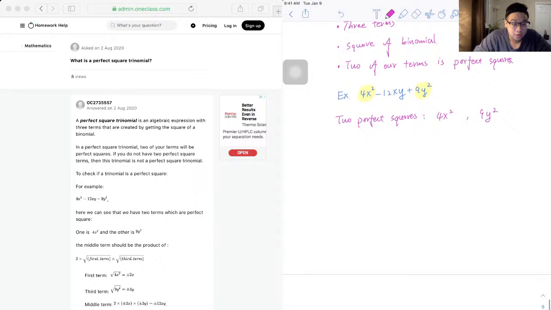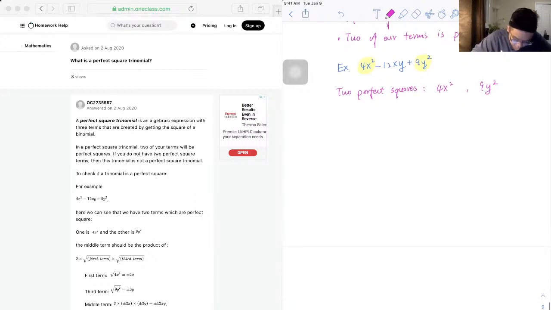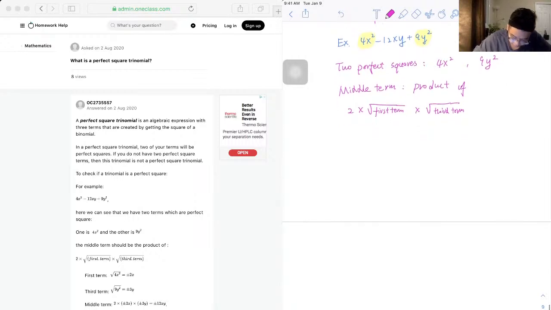And the middle term should be the product of 2 times the first term's square root, times the third term's square root. So let's define our first term.